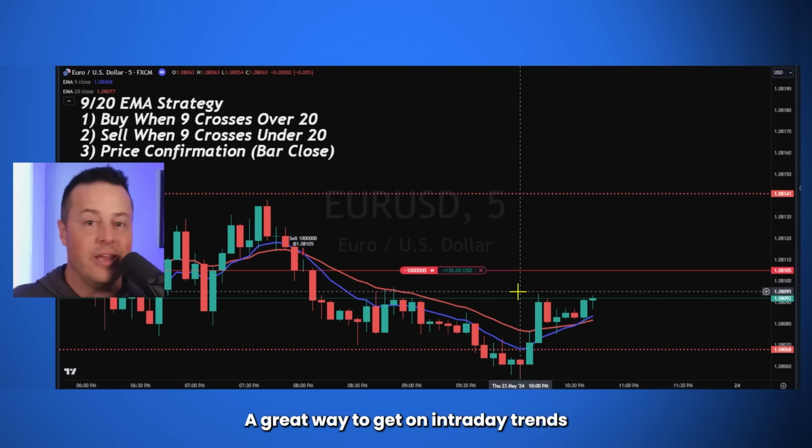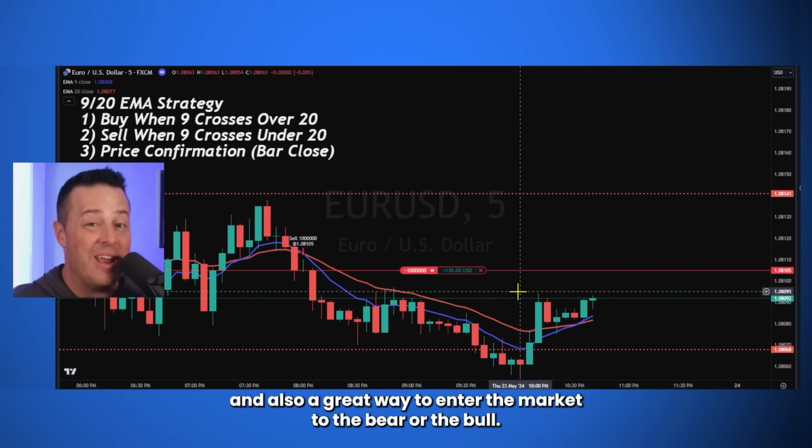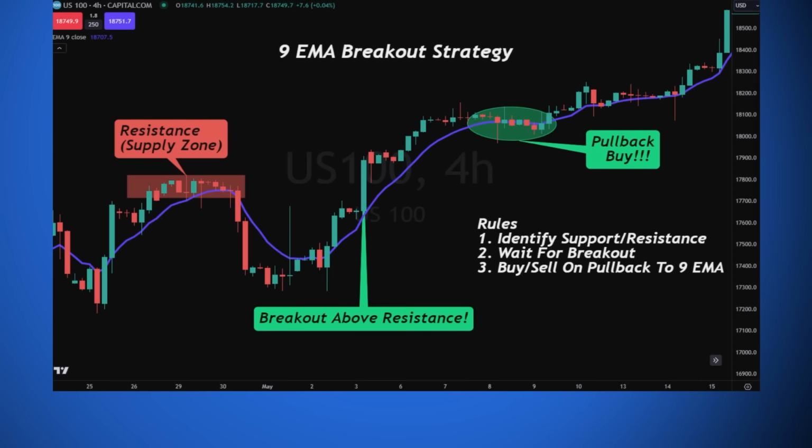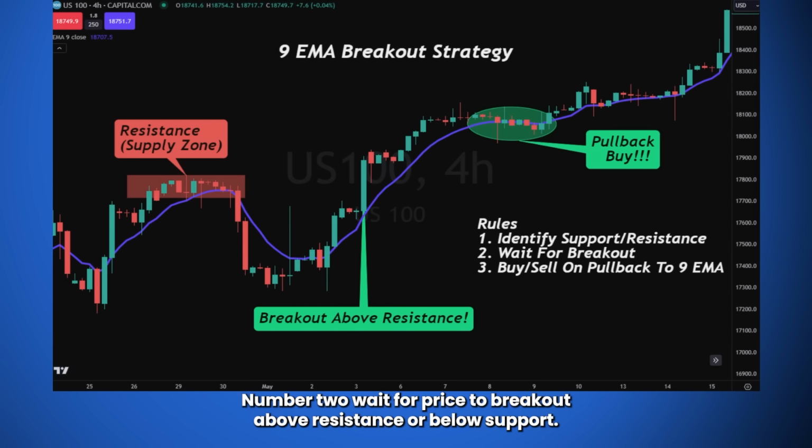A great way to get on intraday trends, and also a great way to enter the market to the bear or the bull. The 9 EMA excels as a trend indicator, and it's fast. That's why it's great for trading breakouts. There are 3 steps to using the 9 EMA breakout strategy. Number 1, identify areas of support and resistance. Number 2, wait for price to break out above resistance or below support. And number 3, buy or sell on a retracement of price to the 9 EMA.